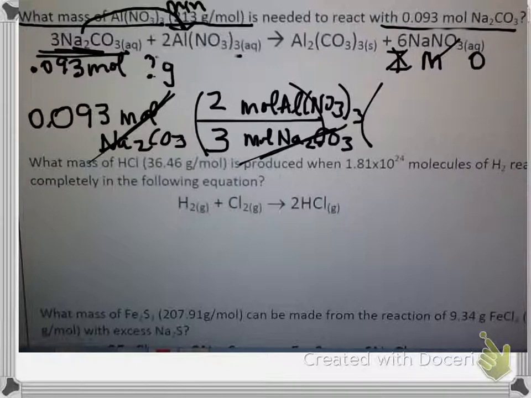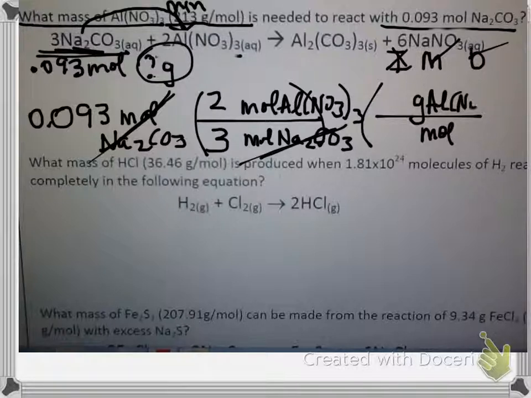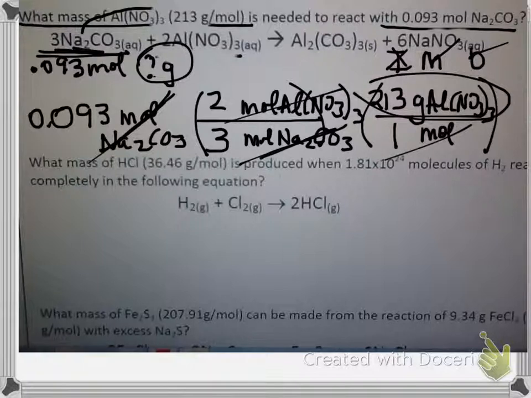And now we're actually asked to calculate grams of aluminum nitrate. So we need to go out of the mole. We need to go from moles of aluminum nitrate to grams of aluminum nitrate. And this is the molar mass. Grams per mole is molar mass. So for every 1 mole of aluminum nitrate, remember up here it was given, we have 213 grams. Alright, so now I've got the mole of aluminum nitrate knocked out. I'm converting to grams of aluminum nitrate.